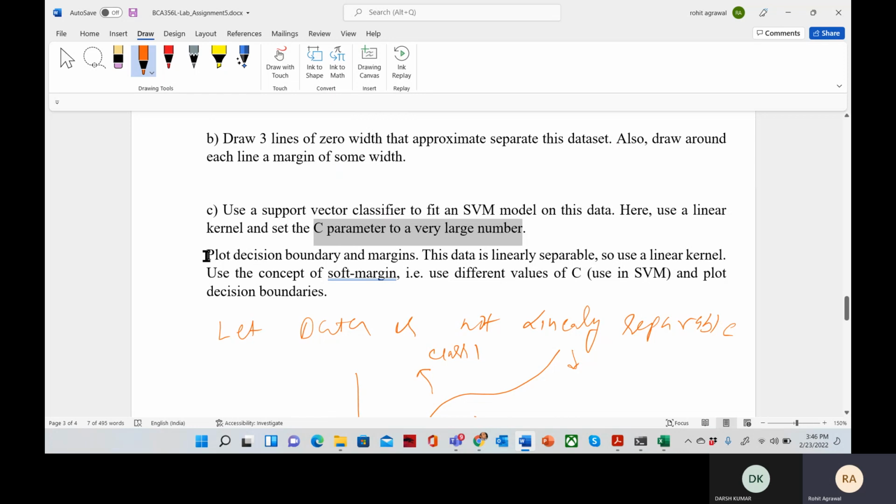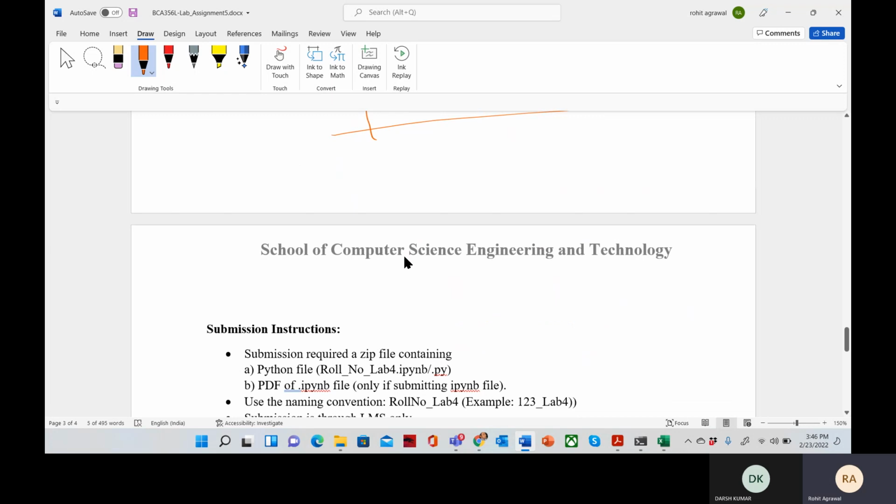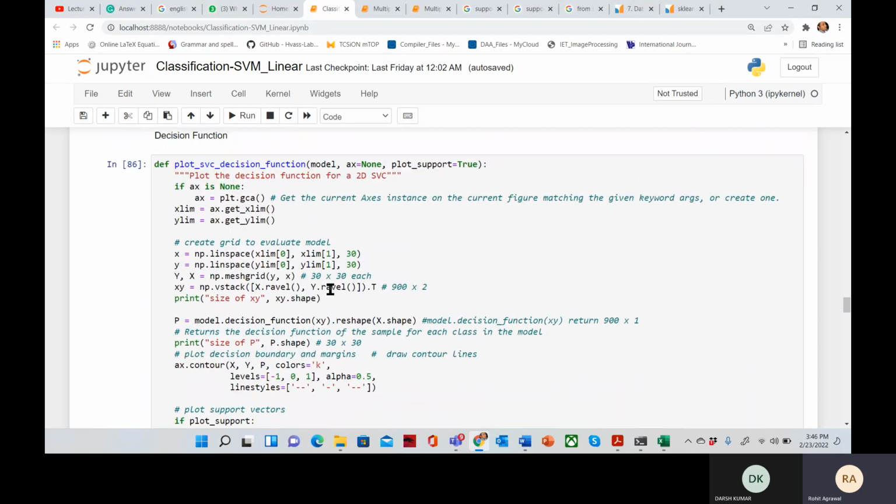Now what we are doing is plotting the decision boundary. This data is linearly separable, so we use a linear kernel and use the concept of soft margin. That means we can use different values of C and see the working. So we are plotting the decision boundary next. Now see, how will we do the decision boundary? See.